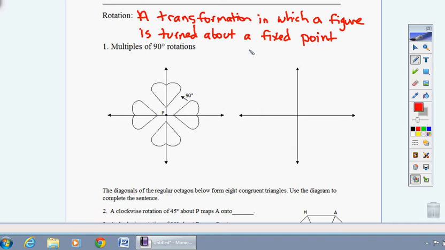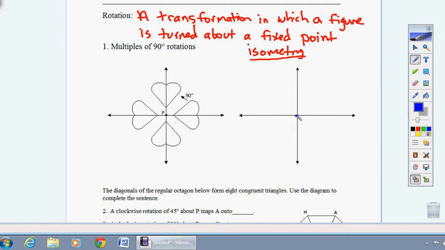Just like with reflections, a rotation is an isometry. And remember that word isometry. An isometry means that distance is preserved. So when I rotate a heart, or when I rotate a figure, the distance, or the shape itself, is preserved. Meaning the length of this side of the heart doesn't change when I rotate it counterclockwise.